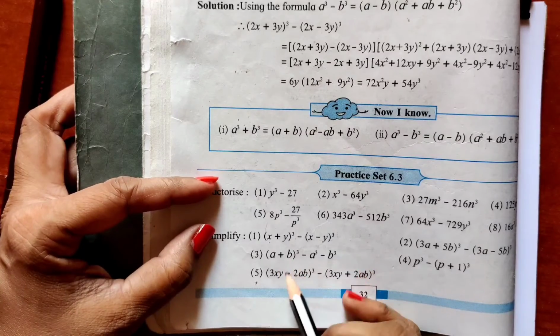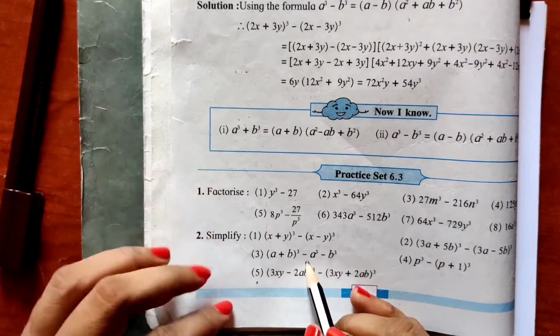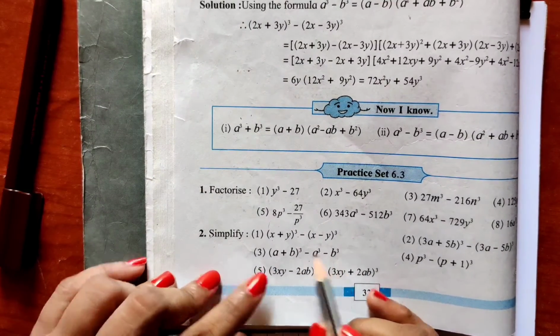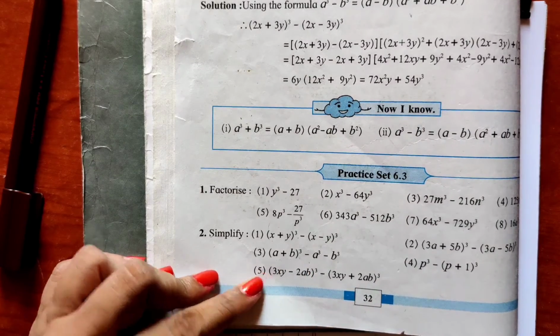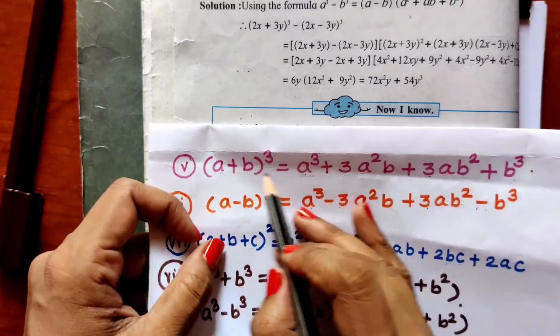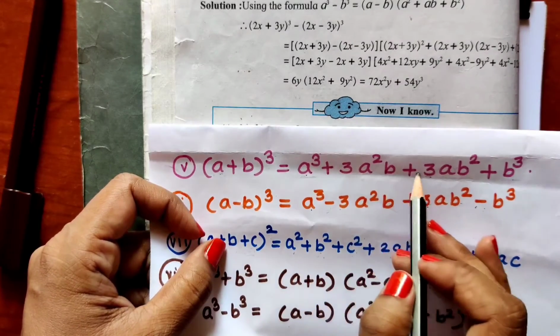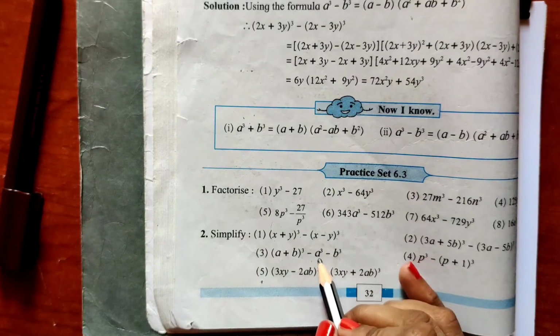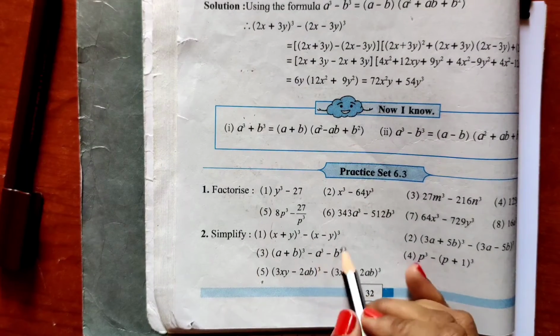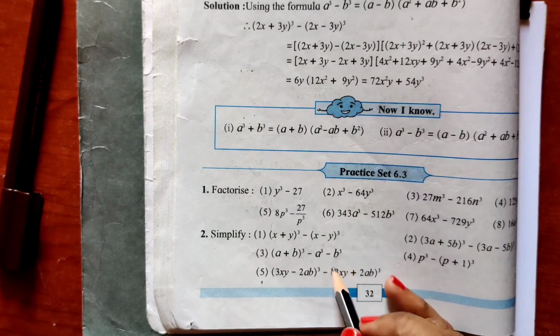Now third sum, a plus b whole cube minus a cube minus b cube. So a plus b whole cube is there. We will be applying the formula of a plus b whole cube is equal to a cube plus 3a square b plus 3ab square plus b cube. Now here this a cube and b cube are separate terms. We cannot apply the formula.